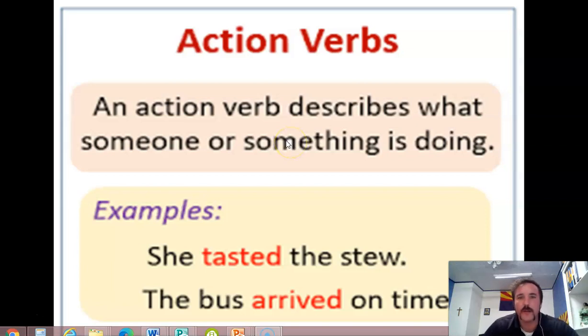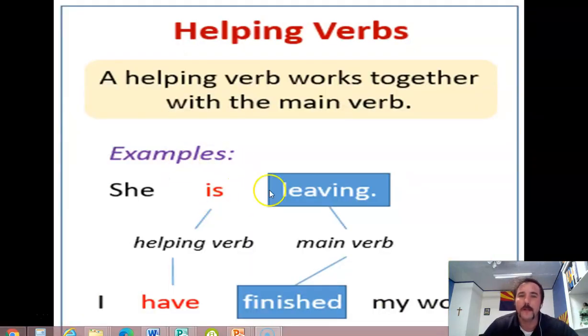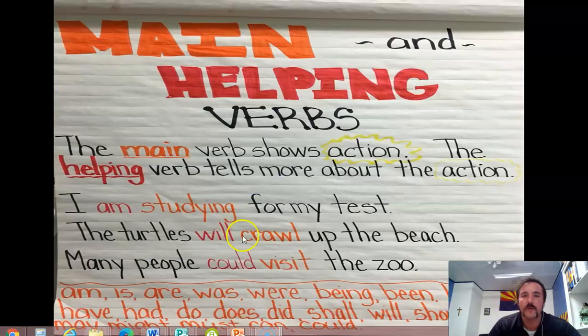Action verbs describe what someone or something is doing. Who or what did something? She. That's the subject. What does she do? Tasted. That is the verb. Sometimes they need a little help, which is why they're called helping verbs, right? She, what is she doing? Is leaving. Or I, what am I doing? Have finished. That just kind of helps the main verb along, but you got to remember the helping verb is different than the main verb.